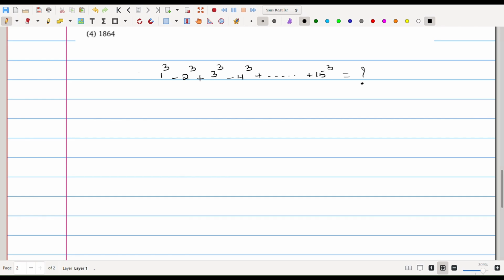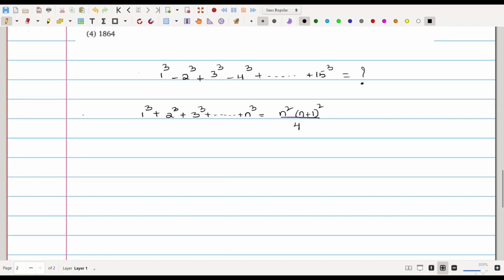If you see the question, all the exponents are 3, but the bases are 1, 2, 3, 4, 5, 6, 7 and so on up to 15. By looking at this, we can apply this identity: 1 cube plus 2 cube plus 3 cube and so on up to n cube is nothing but n square into n plus 1 whole square by 4.